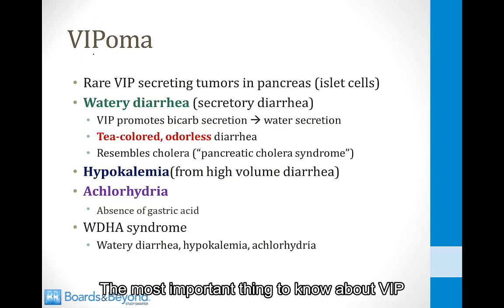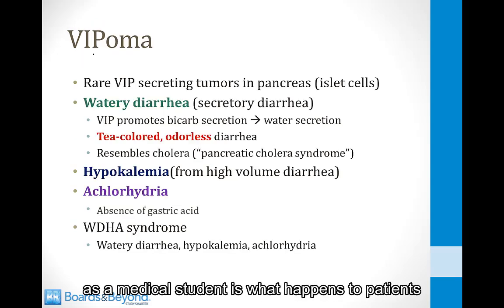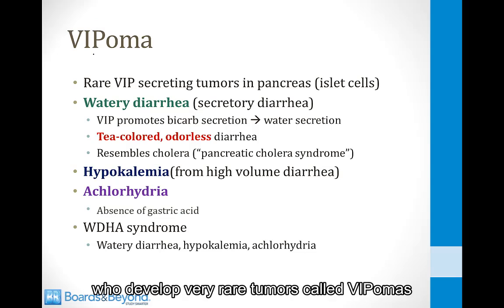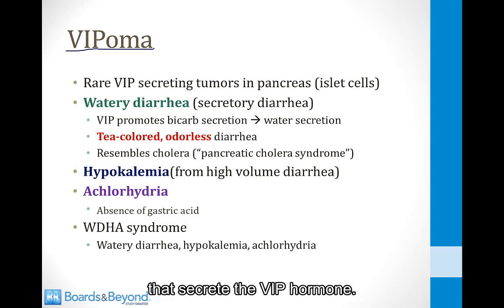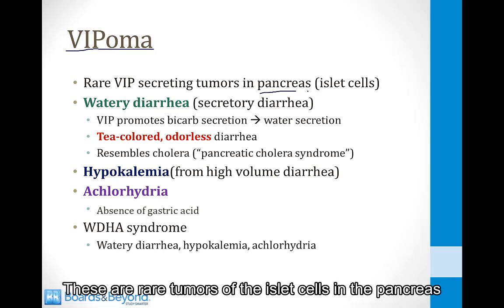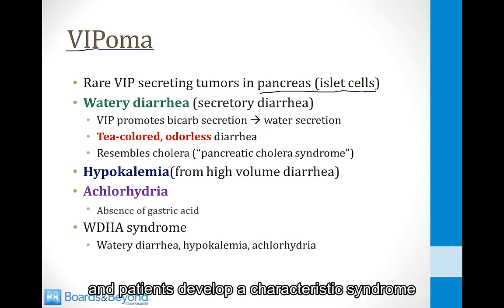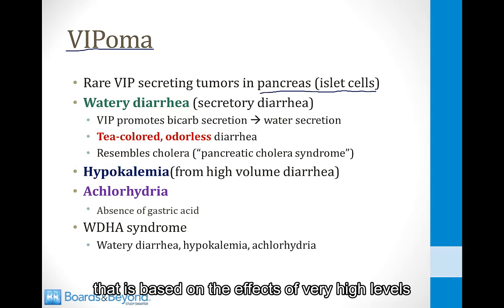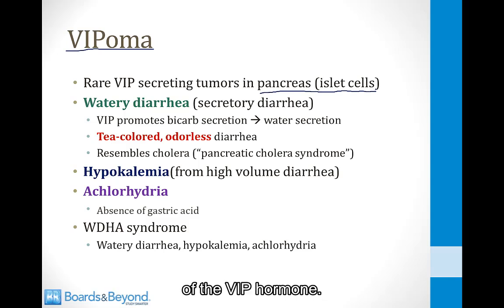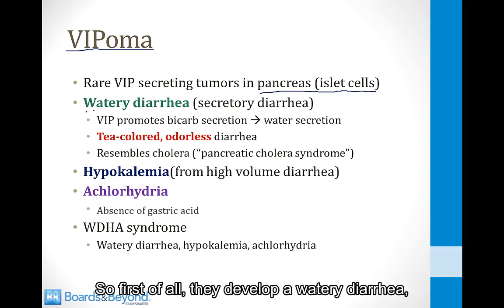The most important thing to know about VIP as a medical student is what happens to patients who develop very rare tumors called VIPomas that secrete the VIP hormone. These are rare tumors of the islet cells in the pancreas, and patients develop a characteristic syndrome that is based on the effects of very high levels of the VIP hormone. So first of all, they develop a watery diarrhea.